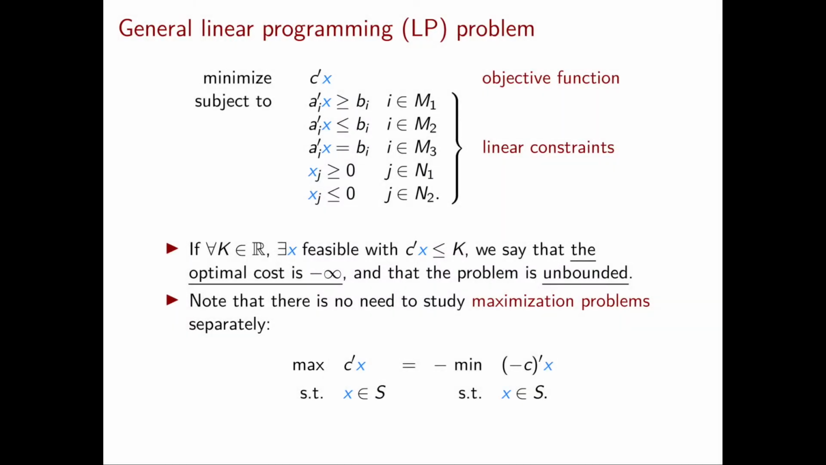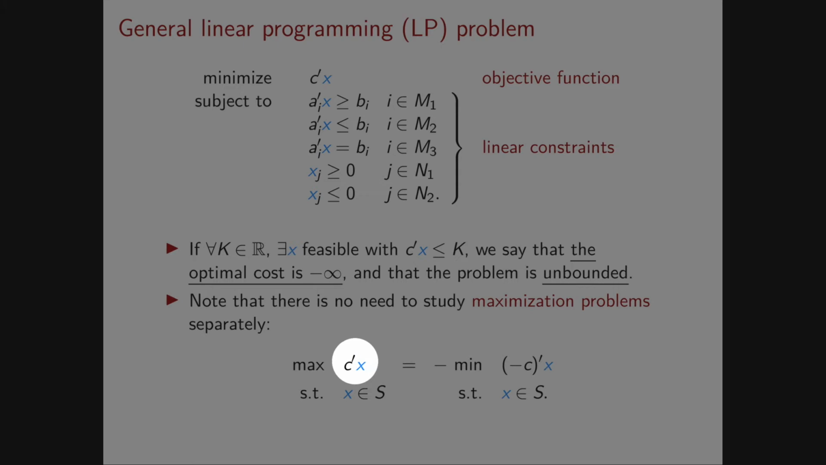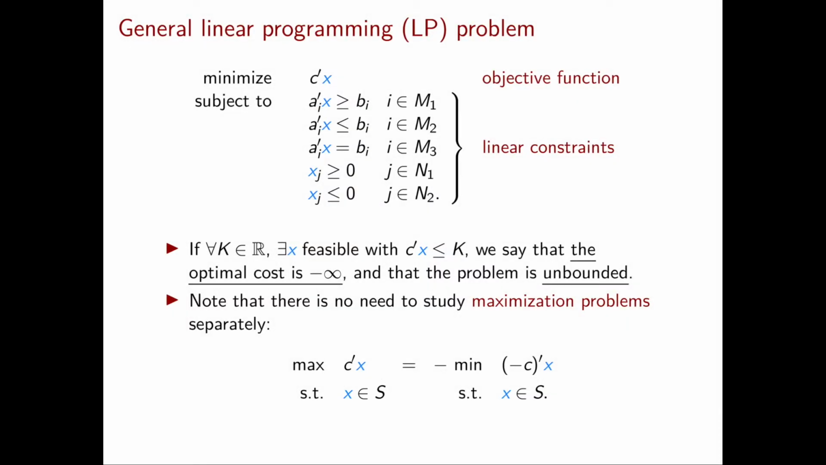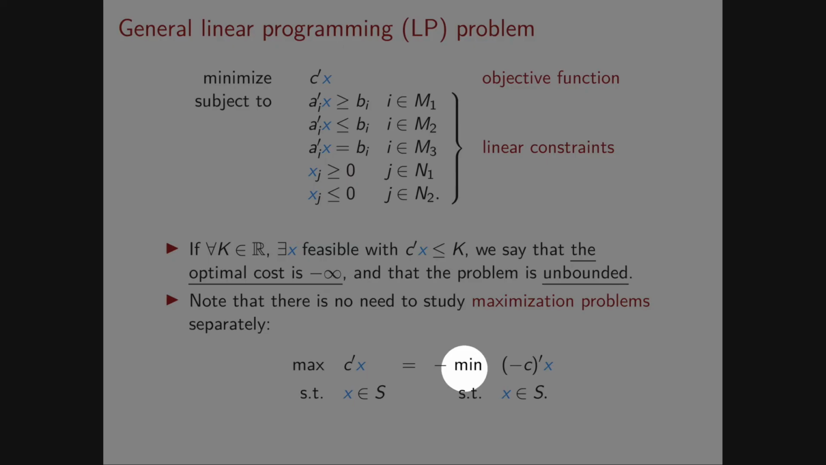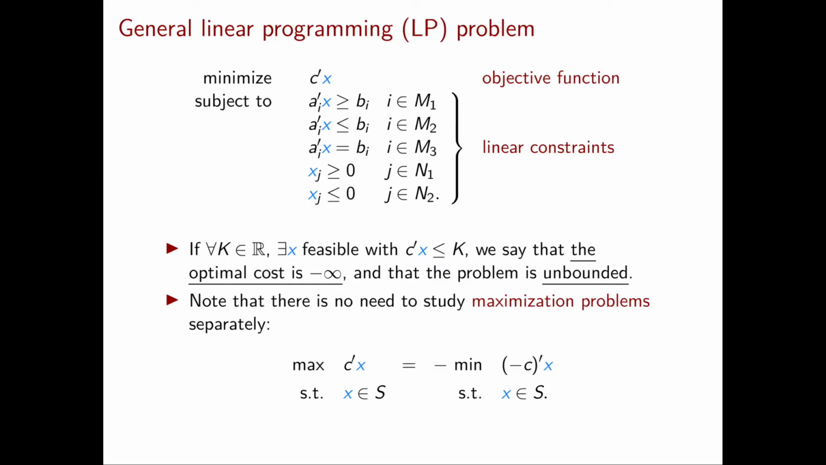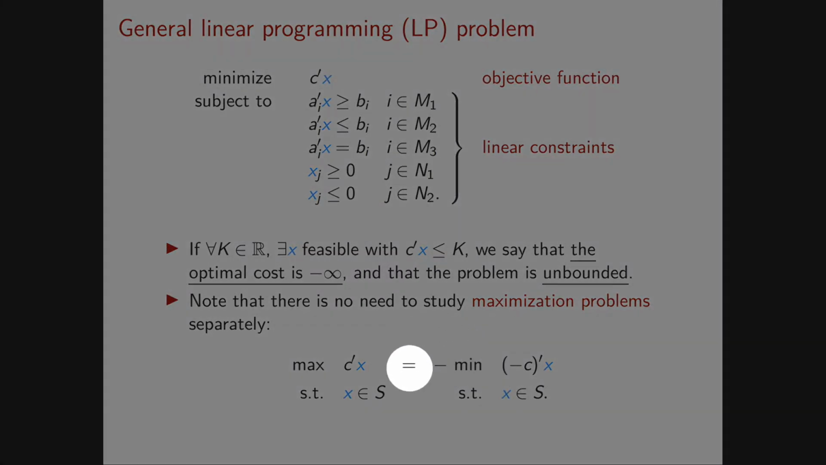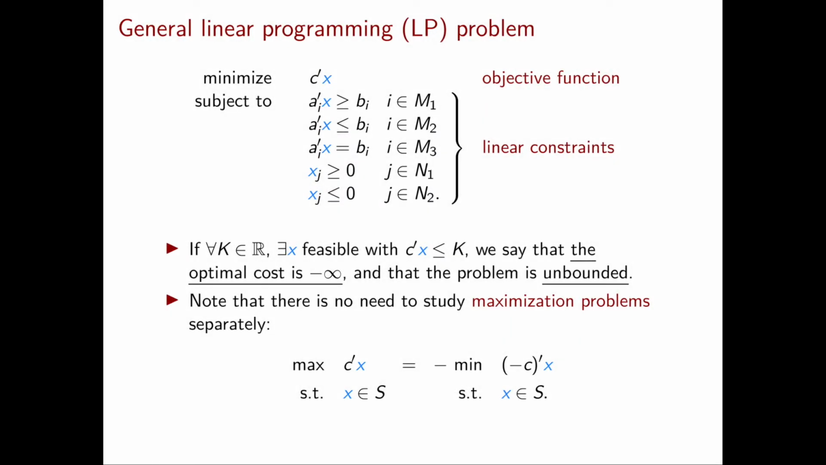Well, let's say that in your problem, you're maximizing a linear function c transpose x subject to a number of constraints, so x in S, let's say. What you can do is instead minimize minus c transpose x subject to the same set of constraints. You will see that the optimal solutions of these two problems are exactly the same. However, the optimal cost will be flipped in sign. So that's why in this informal equality, I am adding a minus in front of this problem here.